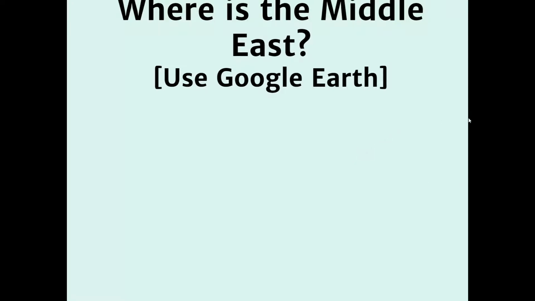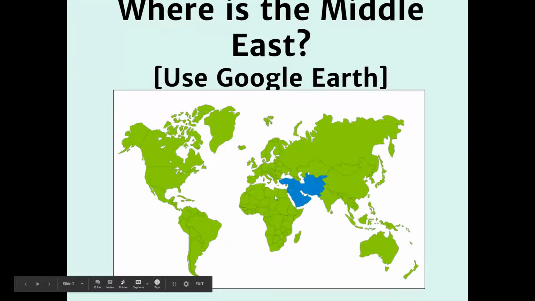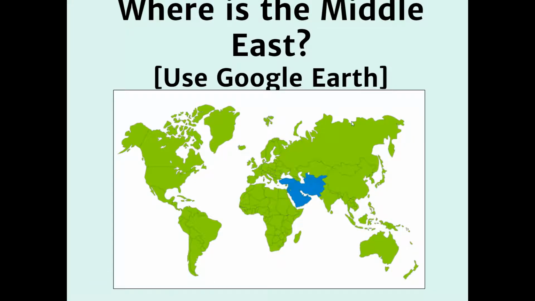Using Google Earth, you could try to go find it. Not a bad idea. But here we're going to show you on a map. If you take a look, the Middle East is located at the confluence of three continents, right? So you have Europe here, and Europe connects into the Middle East. You have Africa here, and Africa connects to the Middle East. And then Asia, of course, over here also connects to the Middle East.